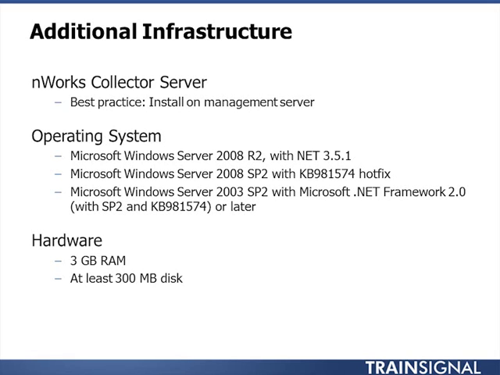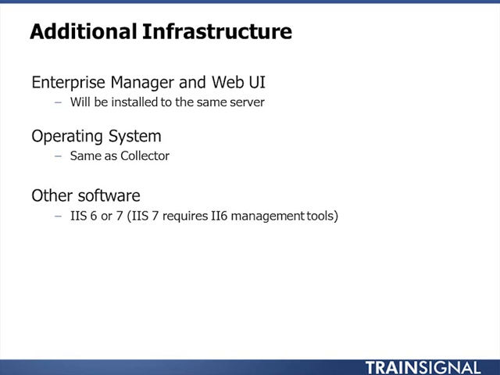Veeam also recommends you have at least 3 gigs of RAM and at least 300 megabytes of disk space on whatever server you're planning to deploy the collector server to. Now, for the Enterprise Manager and the Web UI, there's not necessarily any hardware requirements, and the operating system requirements are the same as for the collector server, but you also have to have IIS 6 or 7 installed, and should you choose to install IIS 7, you need to also include the IIS 6 management tools, which are available as a part of the IIS installation under Windows Server 2008.